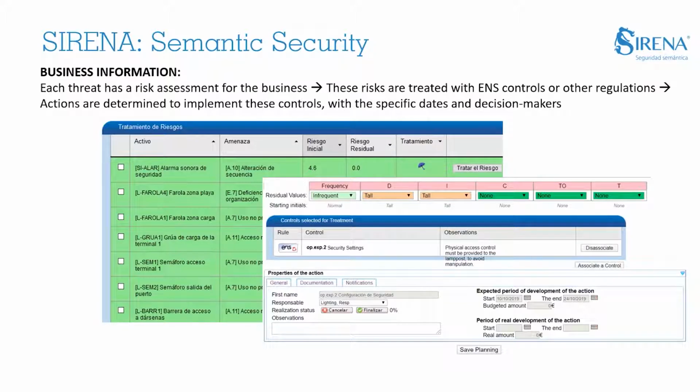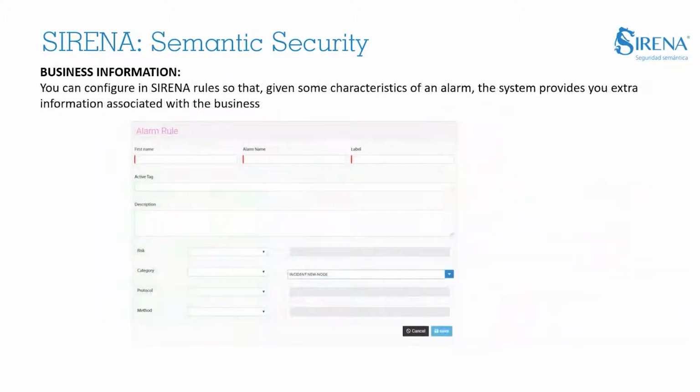In the example, for the risk of unintended use of the chart lamp, the safe perimeter control is proposed, and the action would be to secure the perimeter of the lamp to prevent external access. This action will be associated with a person in charge and with an expected date of execution. If the asset is involved in an alarm, we will have this information available for decision making. In addition, we can also automatically label alarms based on any parameter so that the alarm is displayed in a natural language that is typical of the organization.